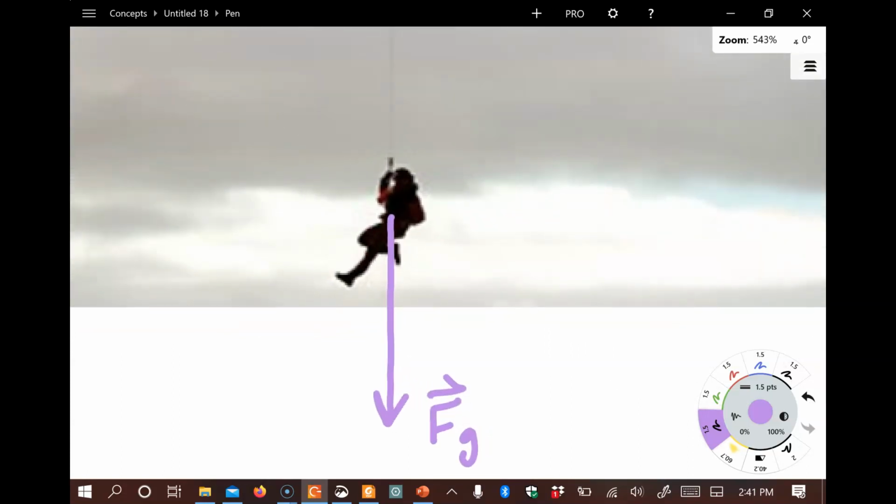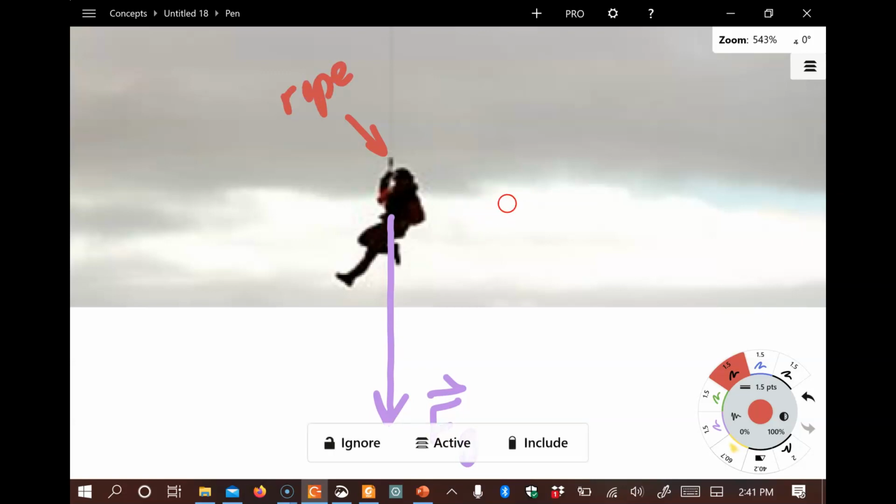What else is touching that person? Looks like the only thing touching them there is the rope, right? And maybe the air, but we've been told to ignore air resistance, so we can ignore that. But we do got to consider the rope. And so the rope can produce a force. It's tugging on the person, right?